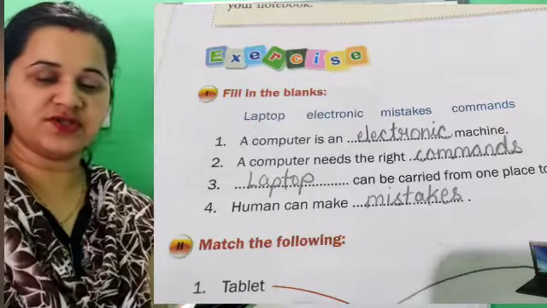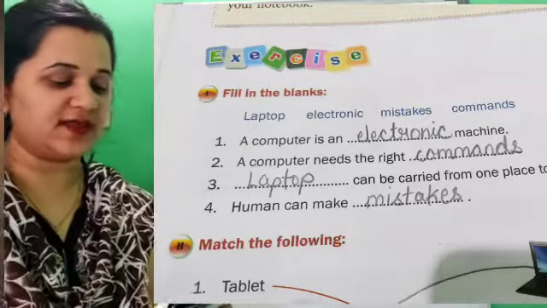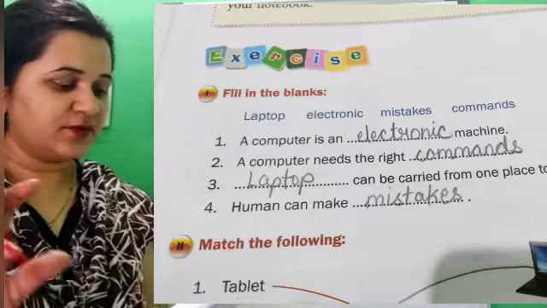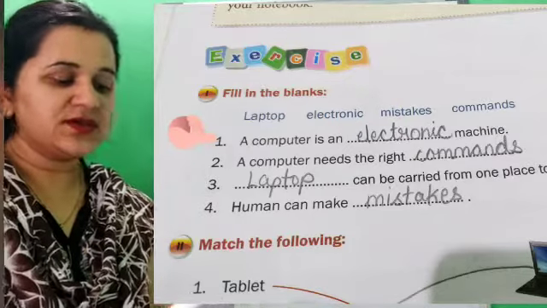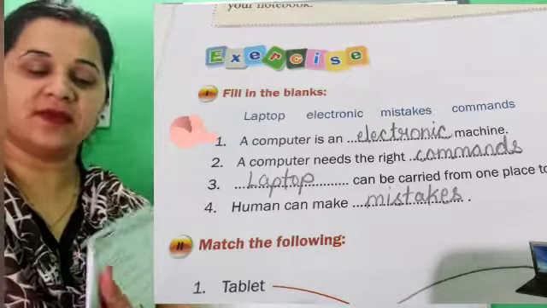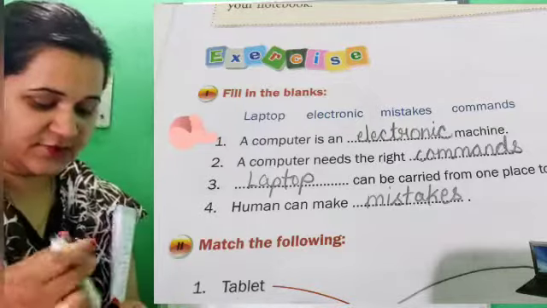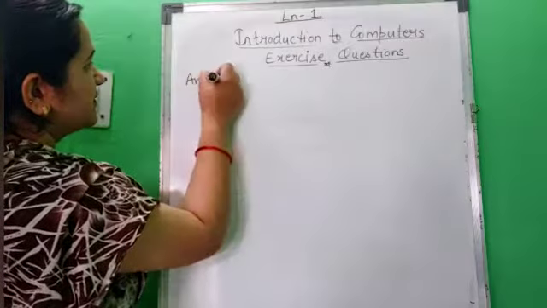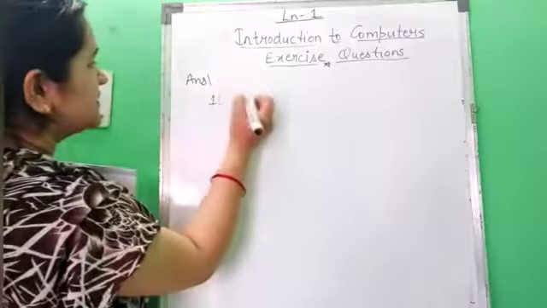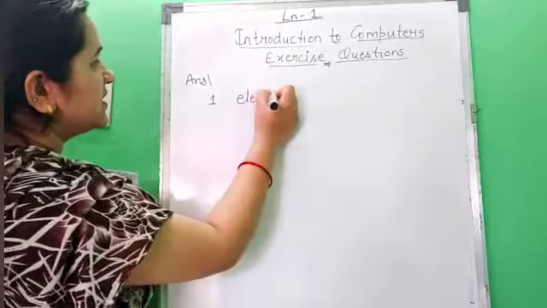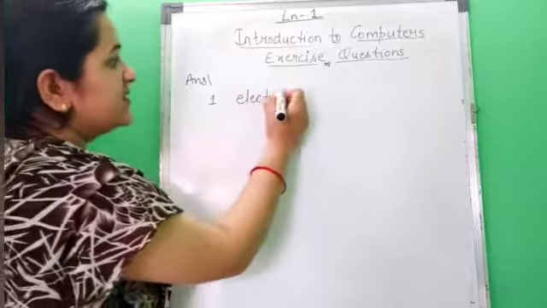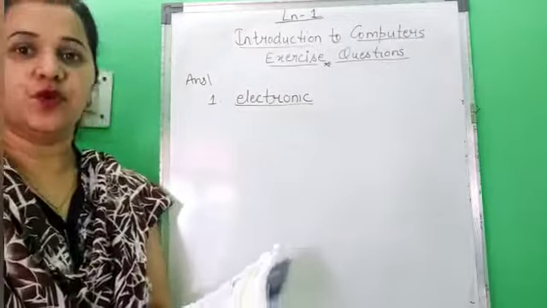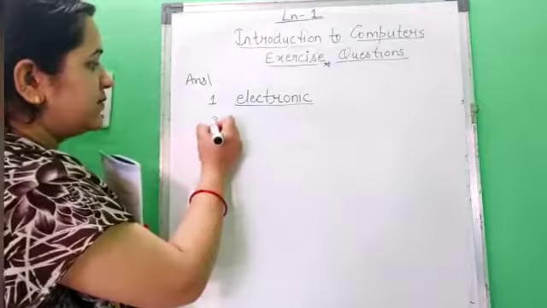So children, here 4 options I have given. You have to find out the correct answer and then you have to fill it in the correct statement. Okay. So let us get started. The first part is: a computer is an dash machine. So children, tell me what kind of machine is a computer? Computer is an electronic machine. E-L-E-C, elec, T-R-O, tro, N-I-C, nic. Electronic machine.